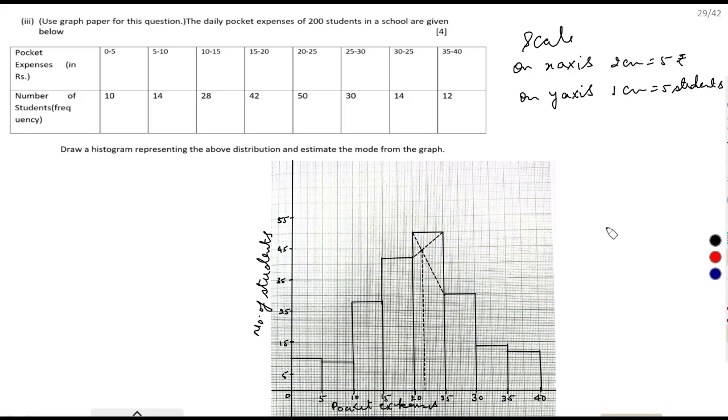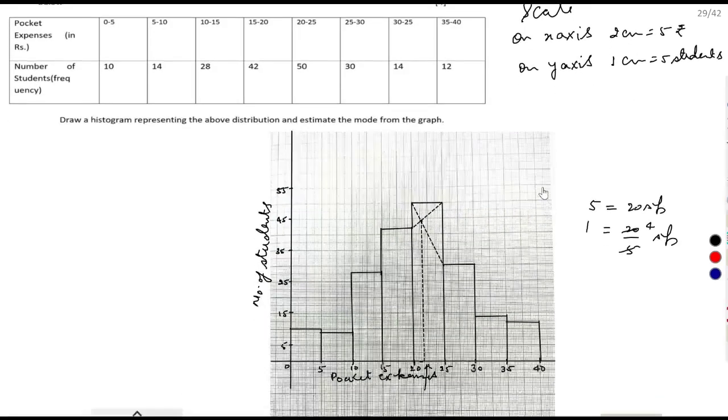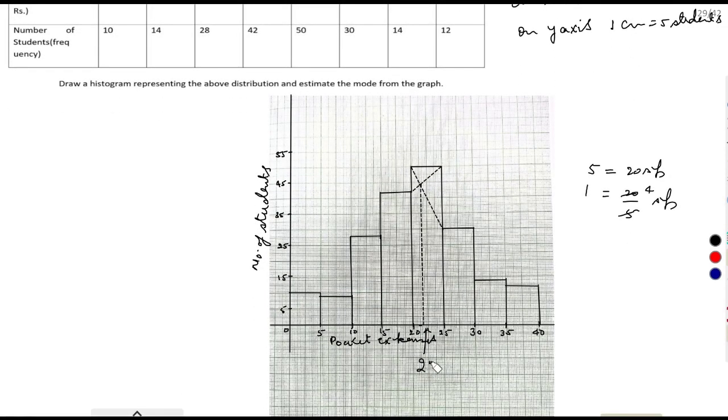On x-axis, 5 is equal to 20 small parts. It means 1 is equal to 4 small parts. 4 small parts will give us 1 increment. Then this is approximately 22. If you draw this on a copy with a pencil, you will be able to find it with even more accuracy. In this question, mode is 22.